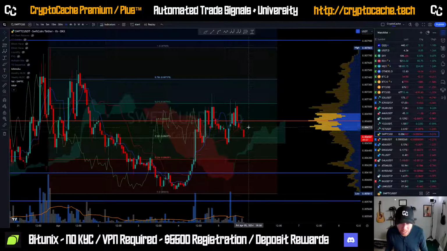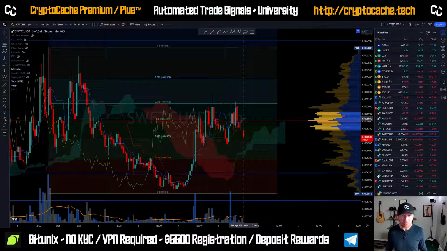First of all, it looks like the conversion line and the baseline are pretty much parallel with each other. That's not a great sign for taking a confident long position. The lagging span's also within the price action, and if and when it becomes free, it'll be below the price. And then of course, the cloud itself is above the price.